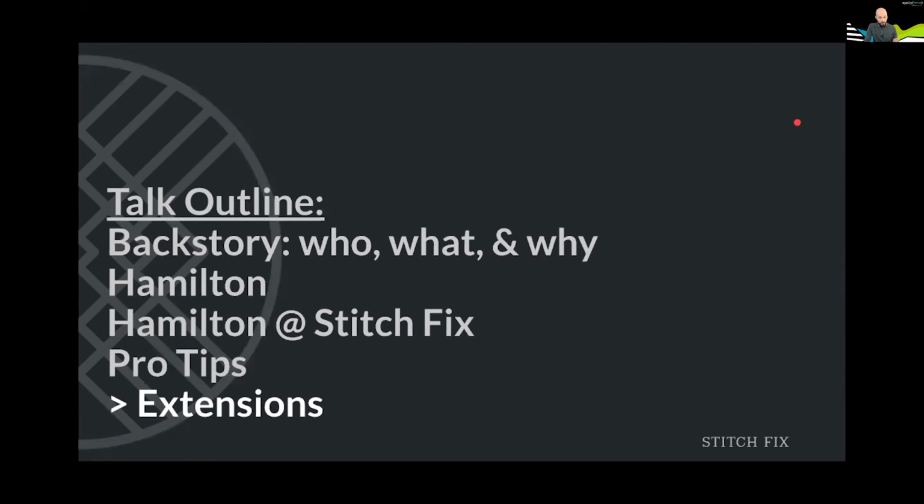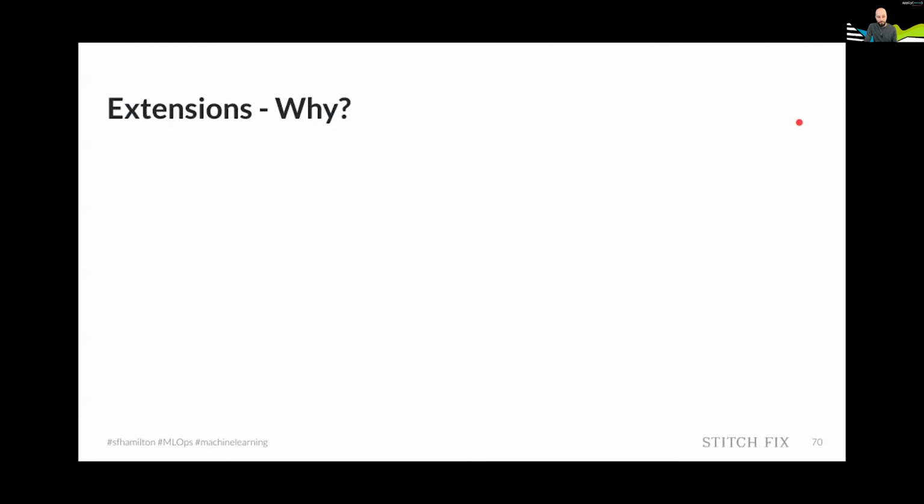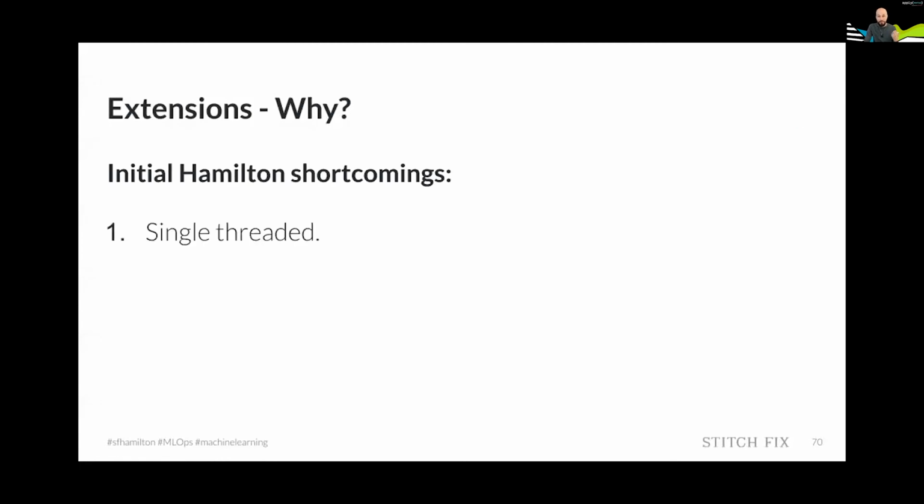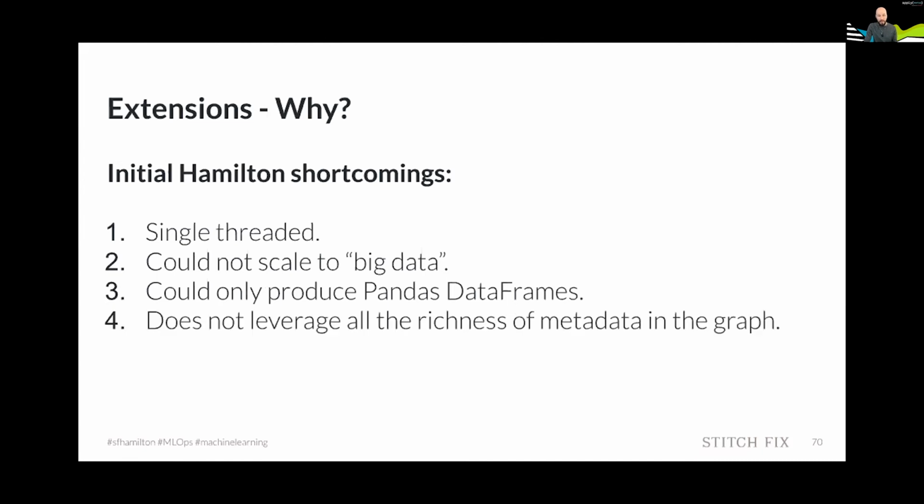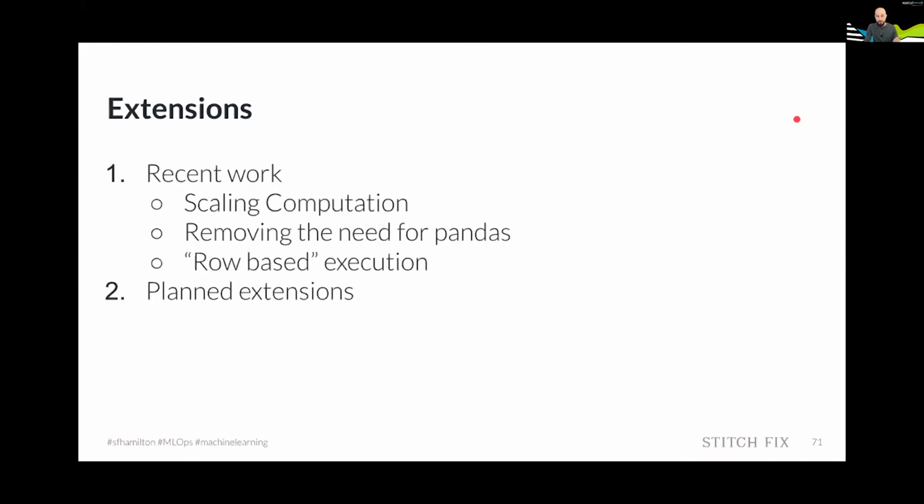Okay, for the last five minutes or so, I'm going to talk about extensions. Why talk about extensions at all? Well, the initial shortcomings of Hamilton were that it's single-threaded, so it didn't run in parallel in any way, and it could not scale to big data because it could only run on things that were in memory. You can only produce pandas data frames, and it didn't really leverage all the richness of the metadata we got when we created this DAG. So I'm going to talk about some recent work we did to remove some of those constraints, and then some future ideas that we're interested in exploring.